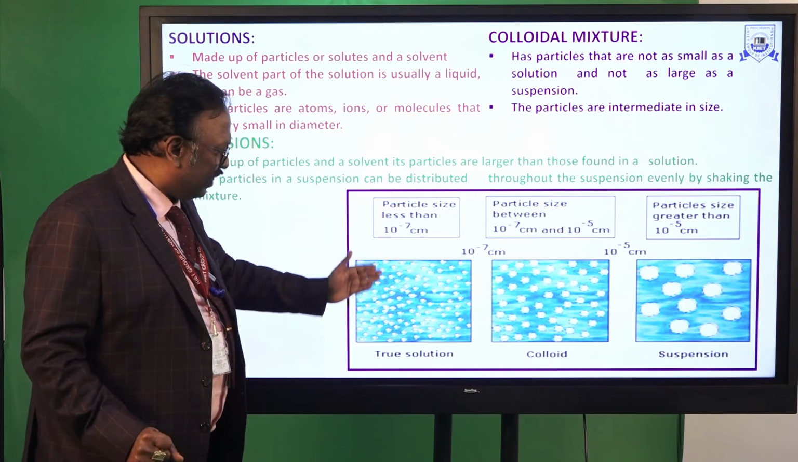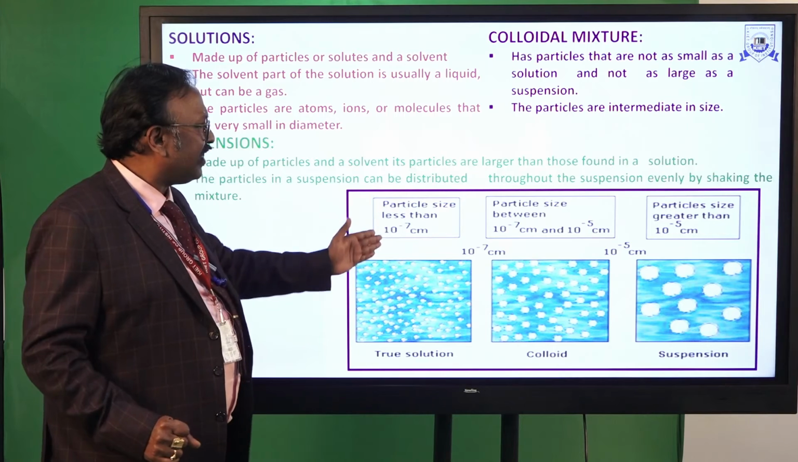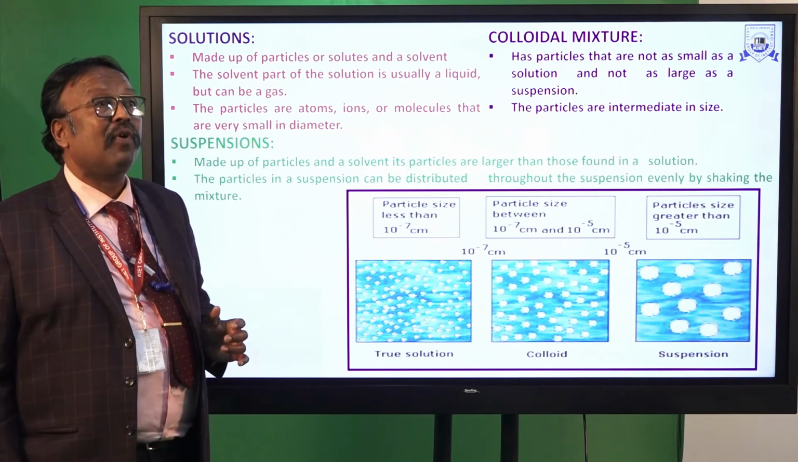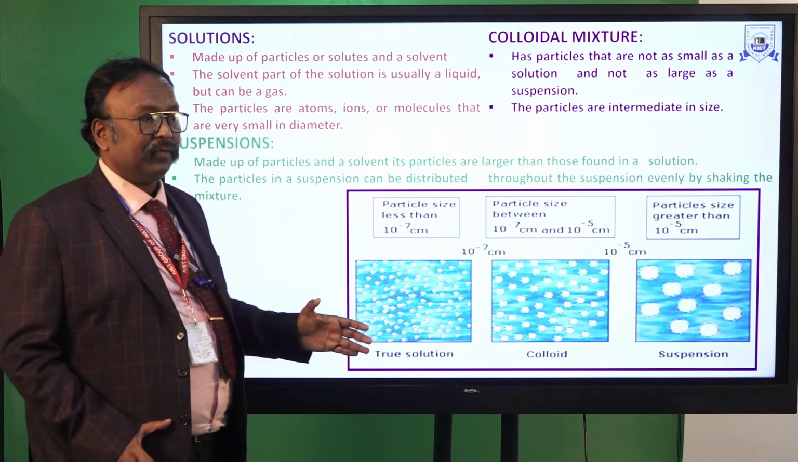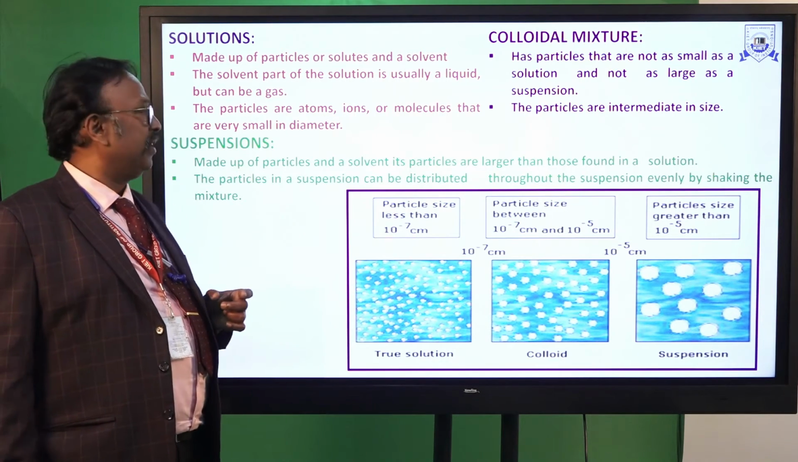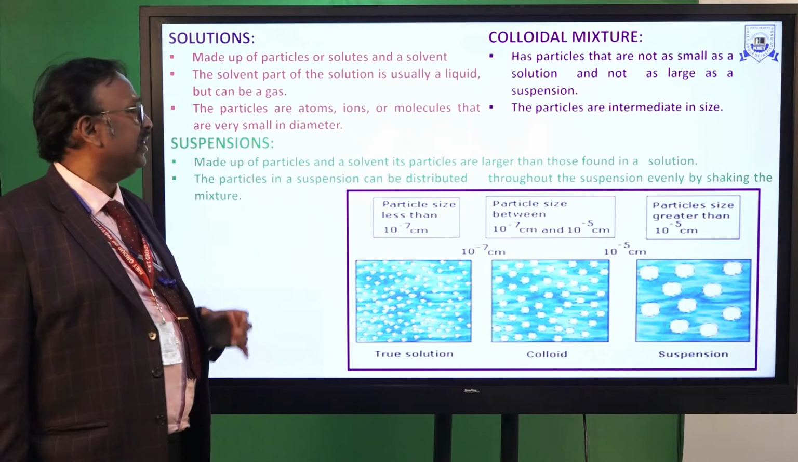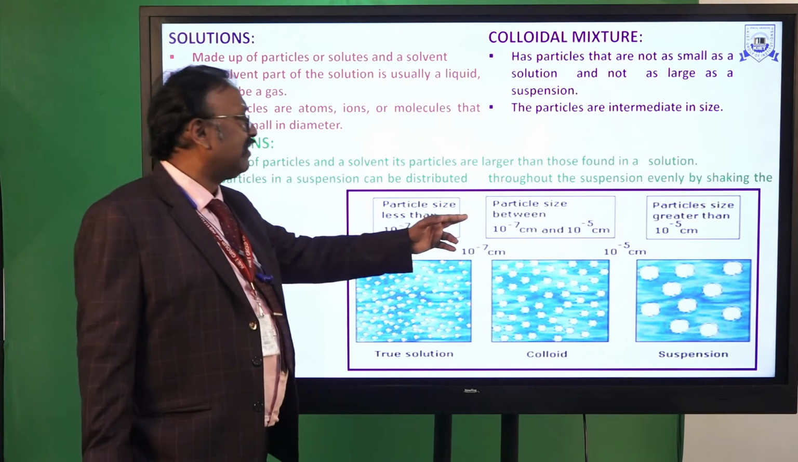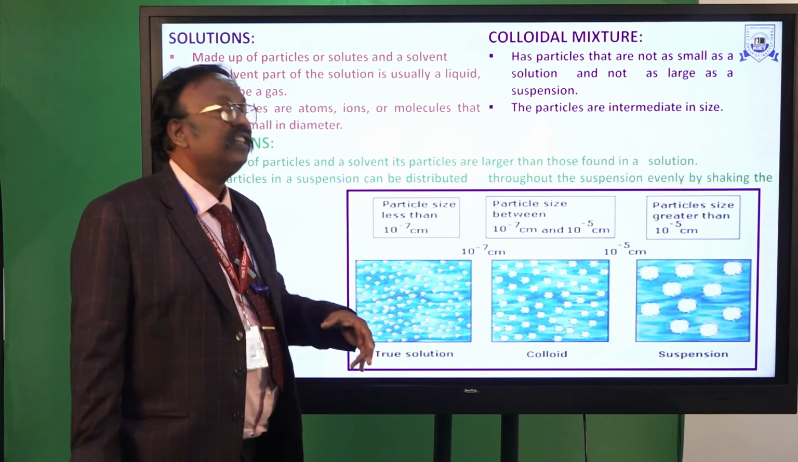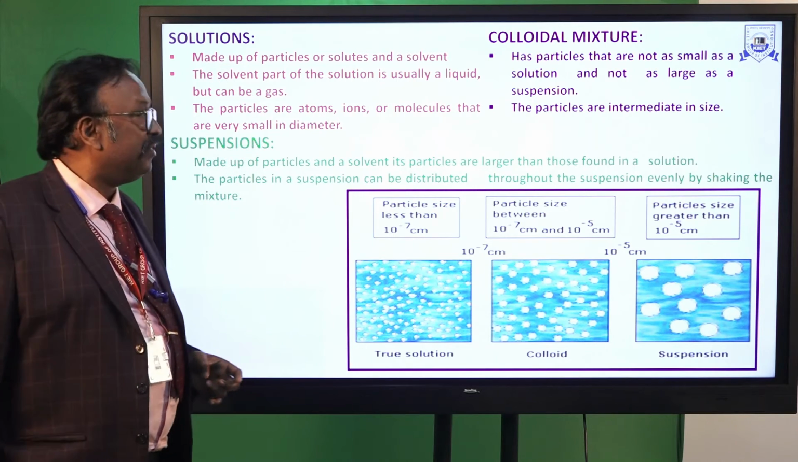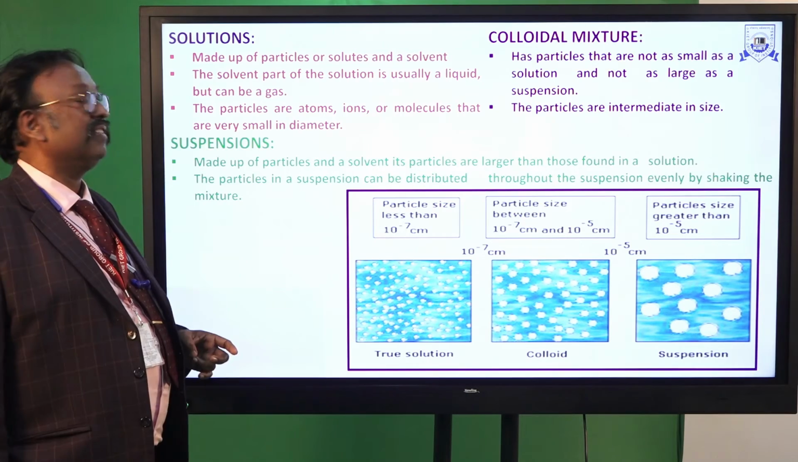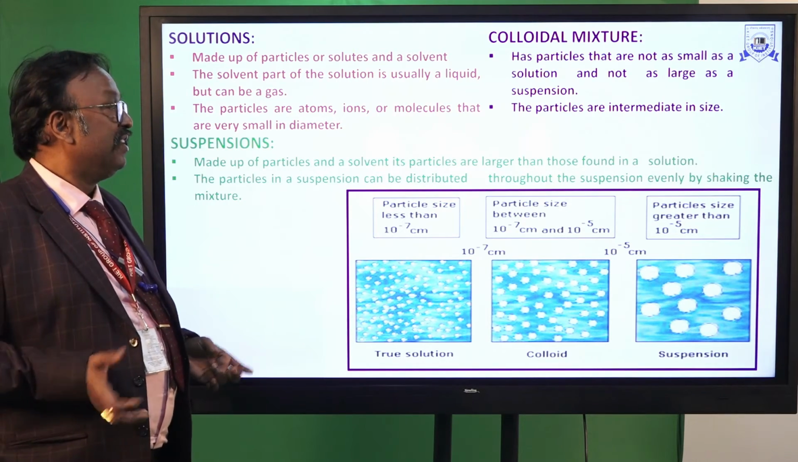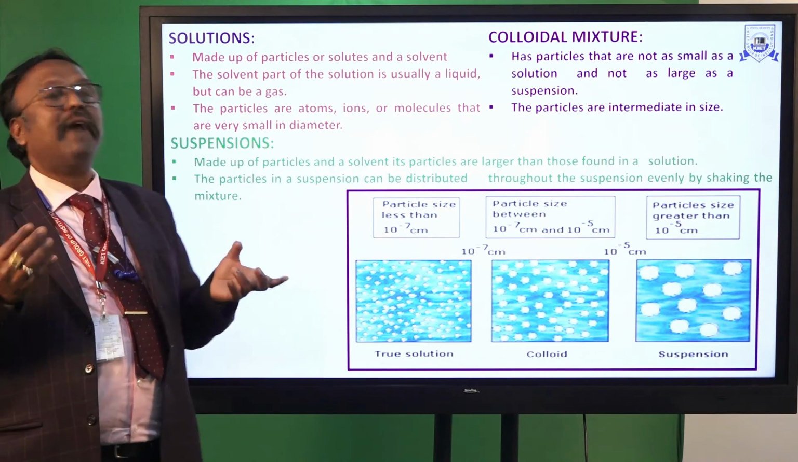This is the diagram of a true solution. The particle size is less than 10 to the power of minus 7 centimeter. Whereas in colloidal dispersion, the particle size is between 10 to the power of minus 7 centimeter and 10 to the power of minus 5 centimeter. But in the case of suspension, the particle size range is greater than 10 to the power of minus 5 centimeter.